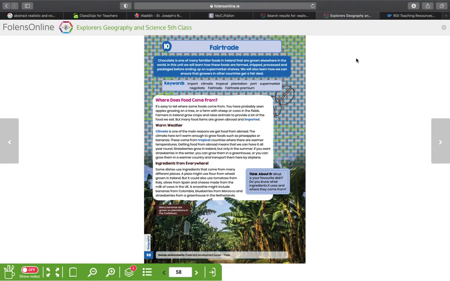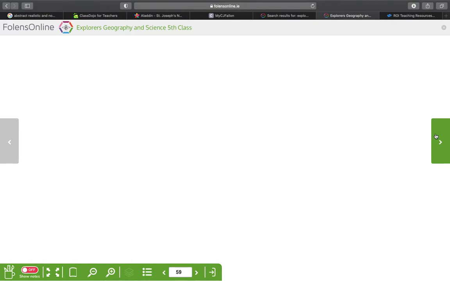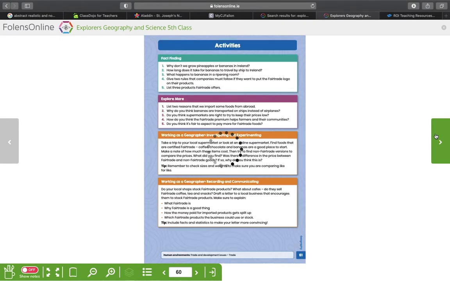SCSE tutorial for Wednesday the 17th of February. You're going to read back over your fair trade chapter to ensure you remember all the facts and statistics that you've learned from the chapter. And then you're going to come to page 60 to complete the working as a geographer sections.